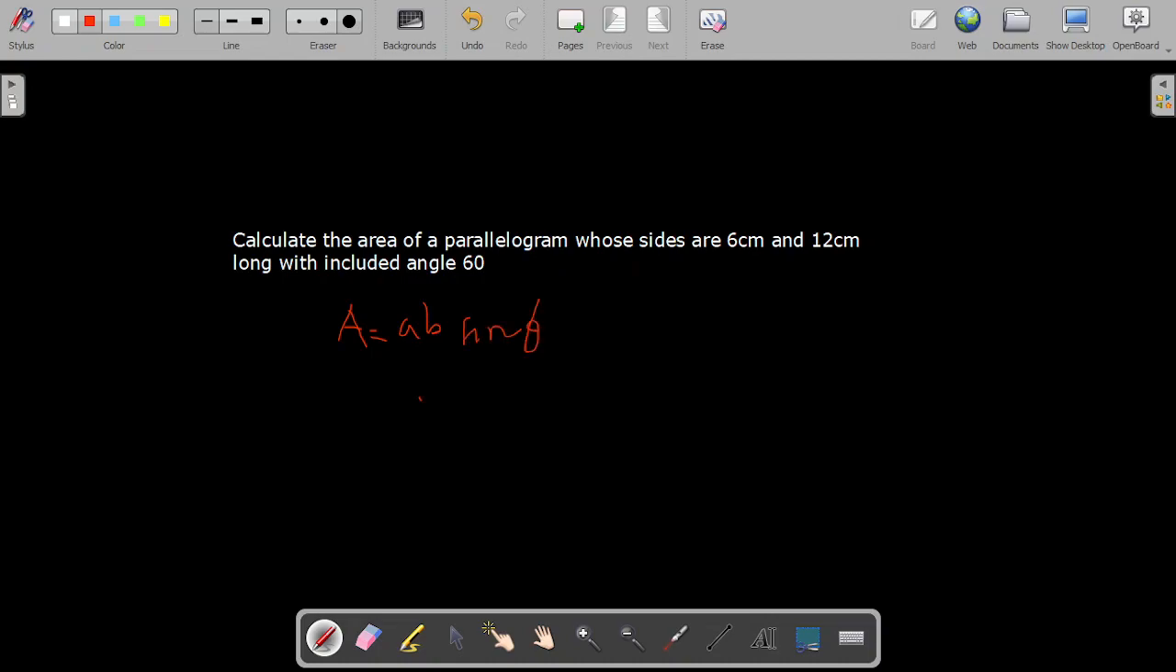Then we say if these are the two sides of the parallelogram, then 6 times 12 sine 60 degrees. So we have 6 times 12 as 72, sine 60, which is root 3 over 2, times root 3 over 2. Then we get 36 root 3 centimeter squared. So that is it for this question.